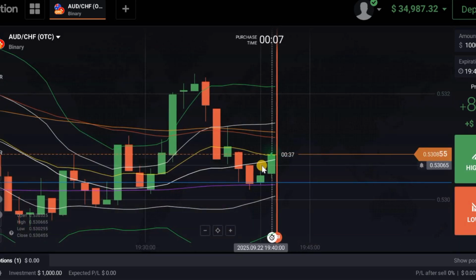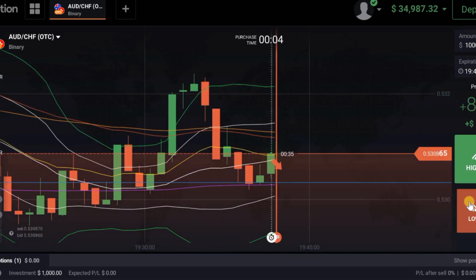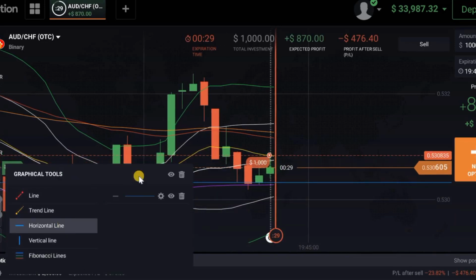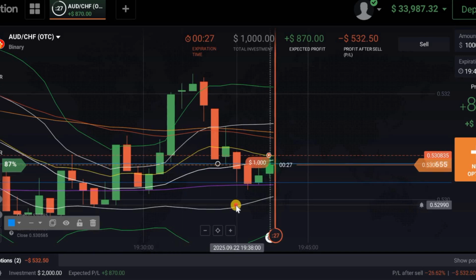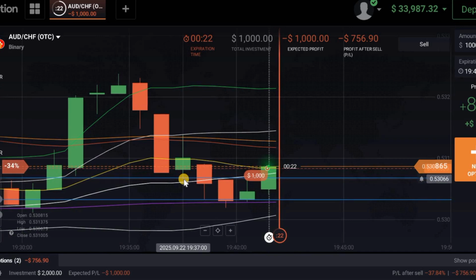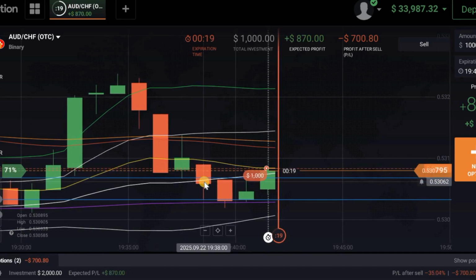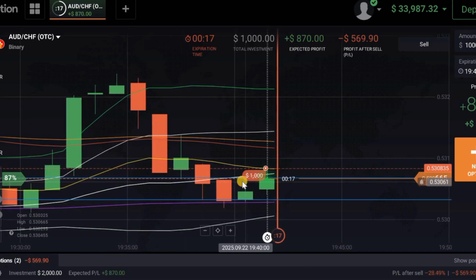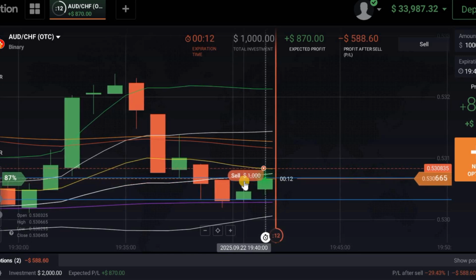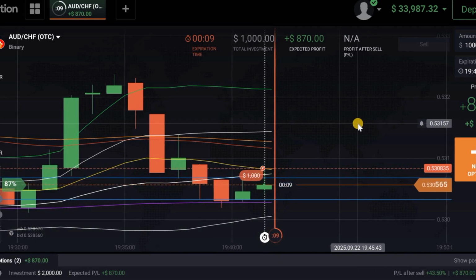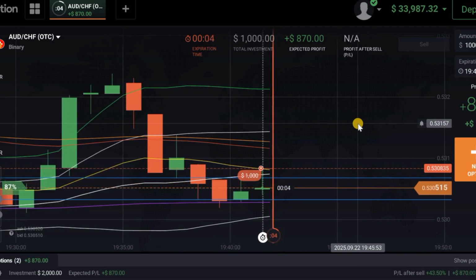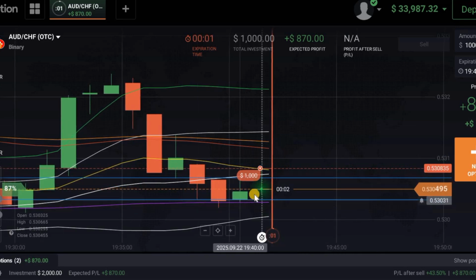But now I think I will do a put here. Why? Because I'm seeing this level here. This is a support, right? This one broke. This one broke. And now look here, it's a resistance here. So I'm doing a put trade there. So this is just how it is. See how we can do this trade quickly.